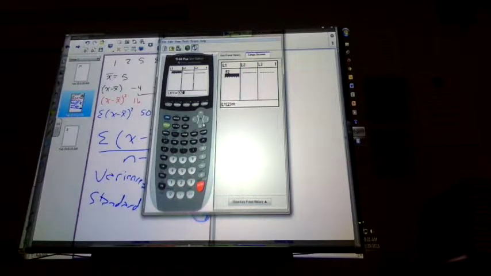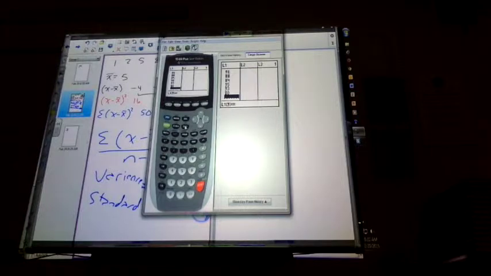So I have 92, 88, 91, 88, 84. Sorry about that. 95, 93, and 80. Okay? Find the mean, that's the average. Find the middle, that's the median. Find the mode, that's the most occurring number. Find the range, find the IQR.